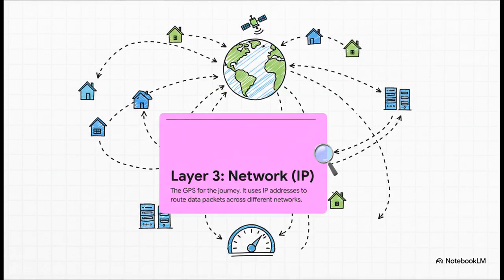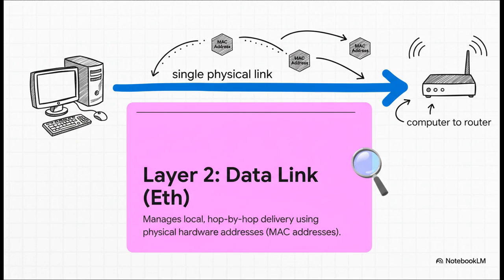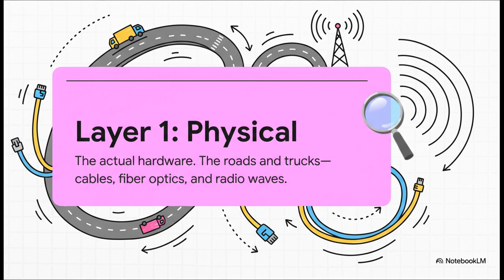Below that, the network layer acts like the GPS for the entire journey. It's what uses those IP addresses we found to route the data across all the different networks between your home and that server. The data link layer handles the local, hop-by-hop delivery. Think of it as the step from your computer just to your router. For this, it uses physical hardware addresses, which are called MAC addresses. And finally, we get down to the physical layer. This is the actual hardware. You know, the roads and the trucks. The Ethernet cables, the fiber optics, the Wi-Fi signals, all the stuff that actually transmits the ones and zeros as little pulses of electricity or light.